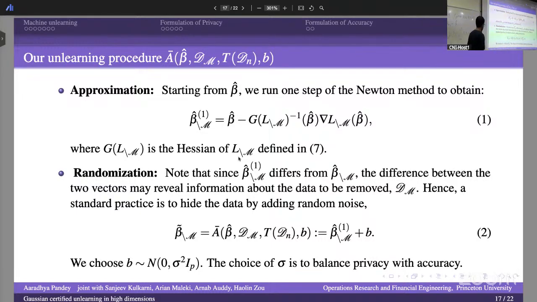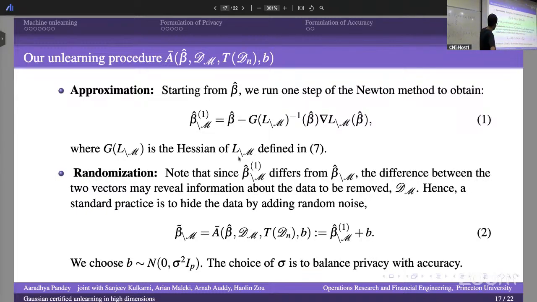So Google has given me this beta hat, so I have access to beta hat. This is what I meant by saying that I'll have some extra information. What do I mean by extra information? I should also be able to compute this quantity. The T of dn you saw, I need that, and I also need the gradient at beta hat. These are the things I need for my algorithm to work, and that's why I demand that my A bar also has some access to the real loss function Google used.